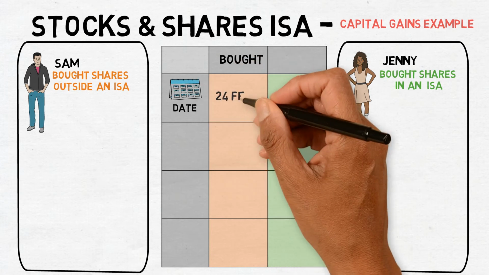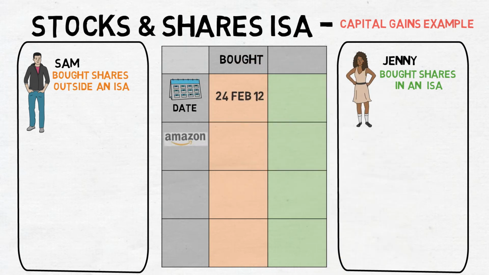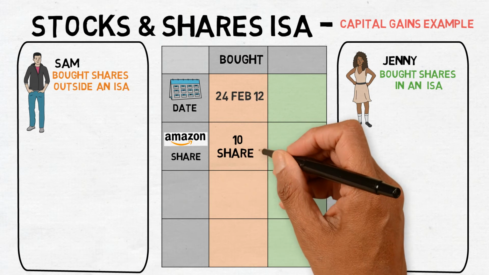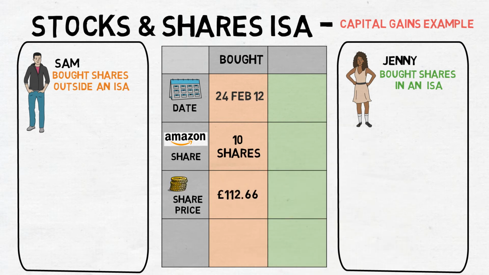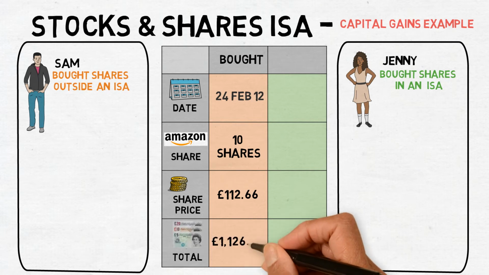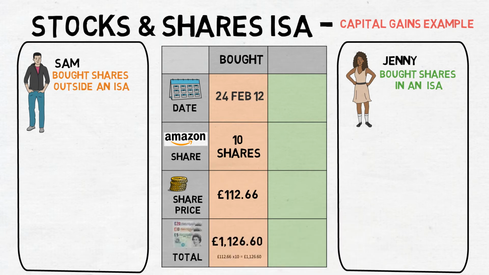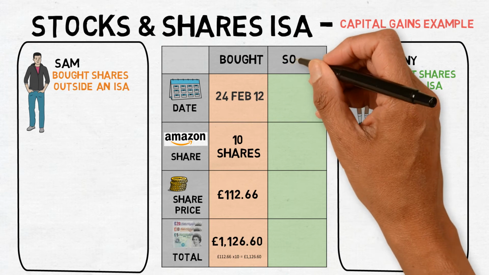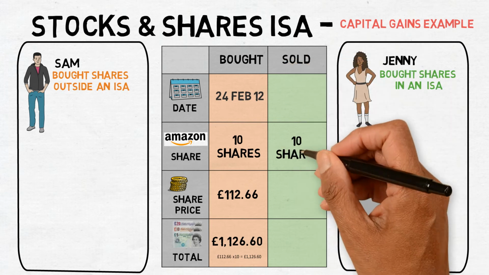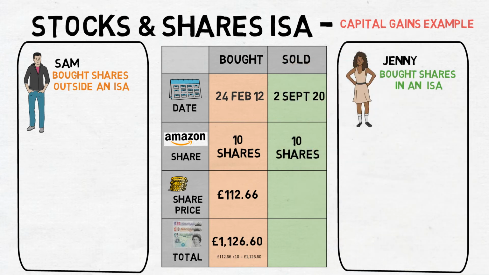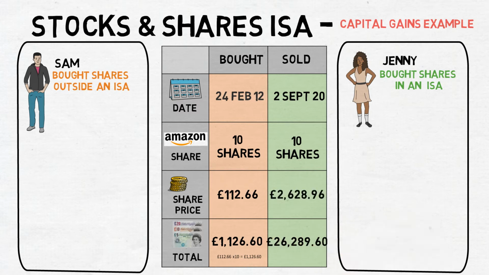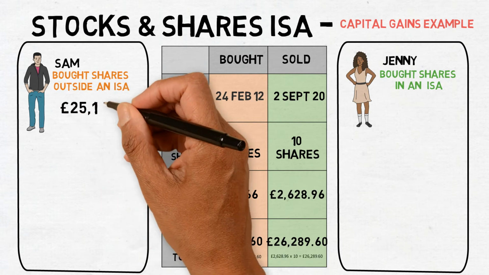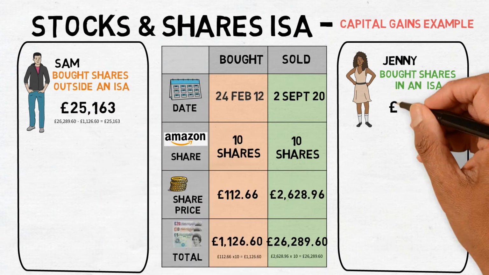On the 24th of February 2012, they each bought 10 Amazon shares for £112.66 each, and so spent £1,126.60 in total. Both Sam and Jenny decided to sell their 10 shares on the 2nd of September 2020 for £26,289.60. Both Sam and Jenny made a profit or capital gain of £25,163.